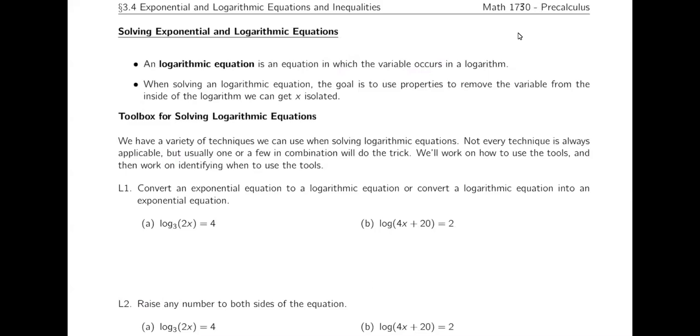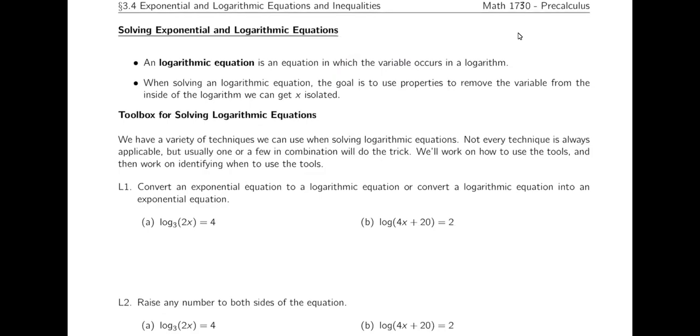In this video, we're going to introduce logarithmic equations and talk about a couple of methods in our toolbox for solving logarithmic equations. A logarithmic equation is an equation in which the variable occurs in a logarithm. And when solving logarithmic equations, our goal is to use whatever properties we've learned to be able to move the variable from the inside of the logarithm to somewhere else in the equation so that we can get x isolated.